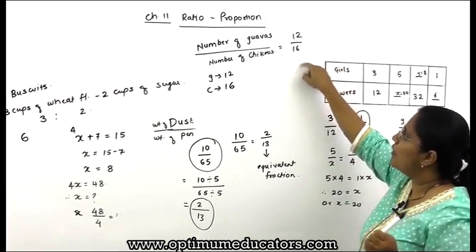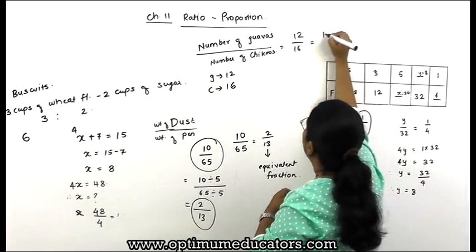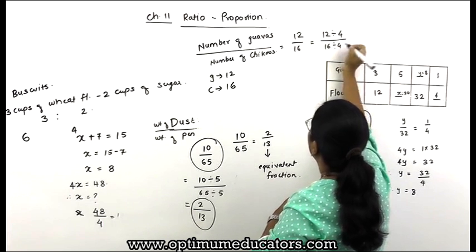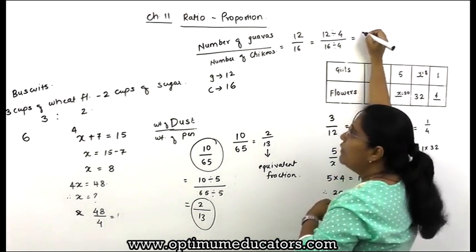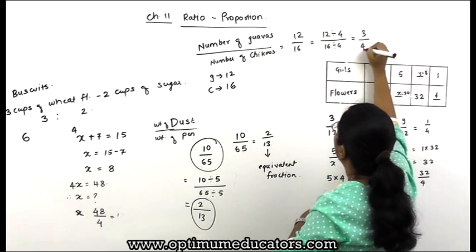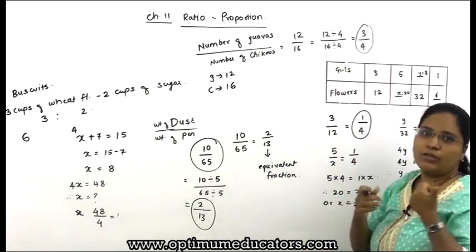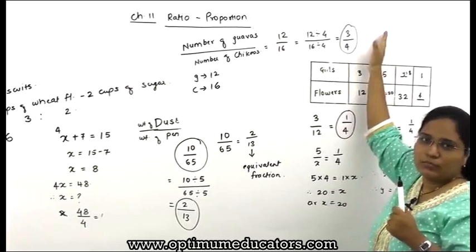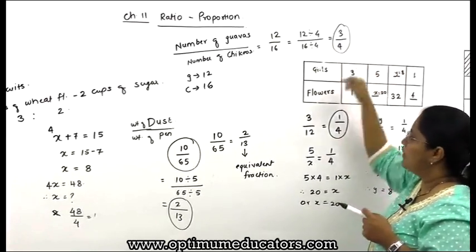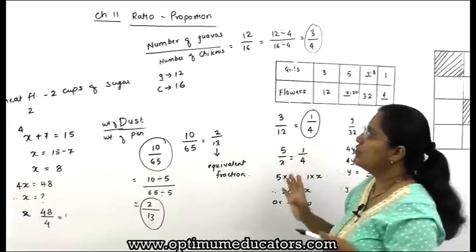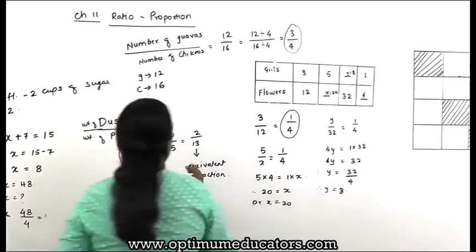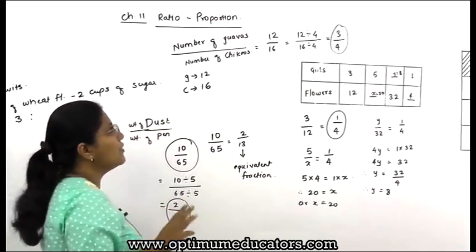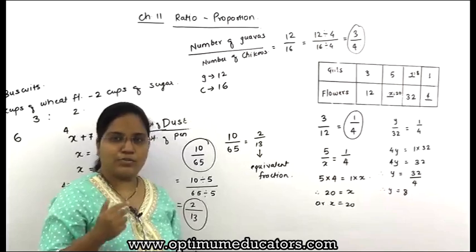Okay, I will divide it by 4. Here also I will divide it by 4. 12 divided by 4 is 3 upon 4. Can you further simplify this? No. So this is the final equivalent fraction. I cannot simplify this further. So the number of guavas to the number of chikkus is equal to 3:4. The proportion between guavas and chikkus is 3:4.